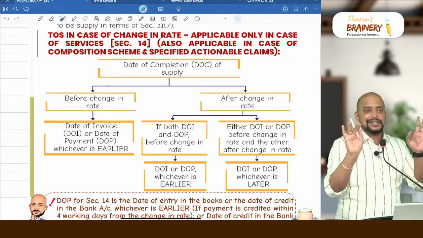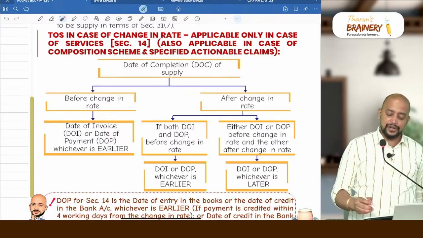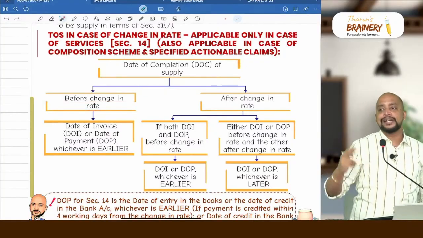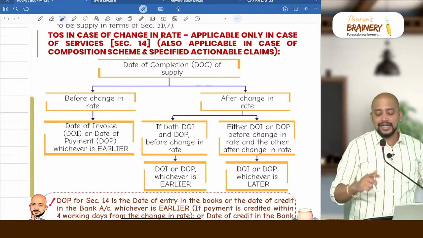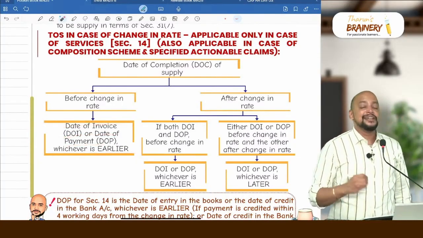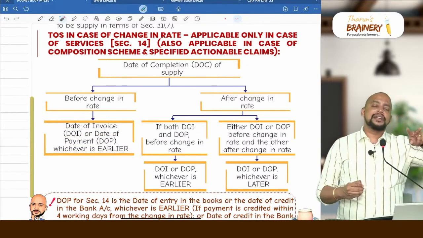So between 3 dates there is a change in rate. First, if the date of completion is before change in rate, then only 2 more dates are there. What is that? Invoice date or payment date. You take whichever is earlier. So date of invoice or date of payment, whichever is earlier should be taken. Suppose if the completion is after change in rate, again check the invoice date and payment date.